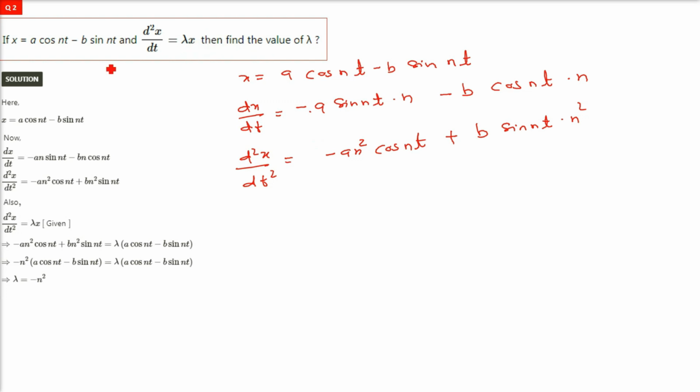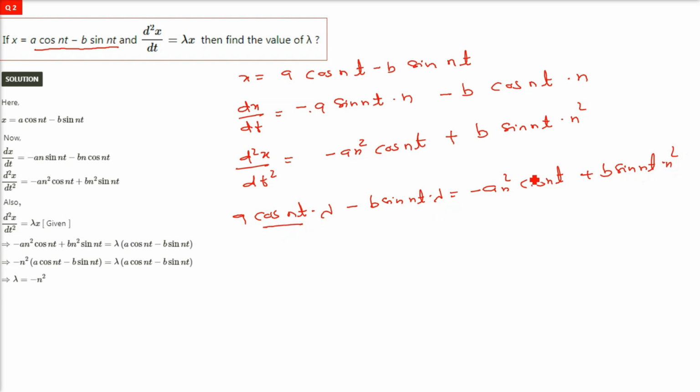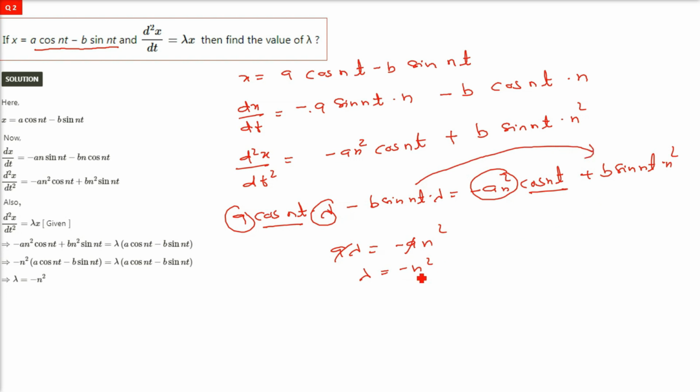And it has to be equated to lambda into x, as we just did in the previous question. We have to multiply it by lambda, the x content. What is x? A cos nt minus b sin nt, and you just multiply lambda with both of the terms. This is equal to minus a n square cos nt plus b sin nt into n square. Now you have two equations. You can just equate the similar terms. So a cos nt into lambda is equal to minus a n square cos nt. So what it is going to give you, a lambda is equal to minus a n square. A gets cancelled, you have lambda equals negative n square. In the second equation also, you will get the same term. So lambda is equal to minus n square.